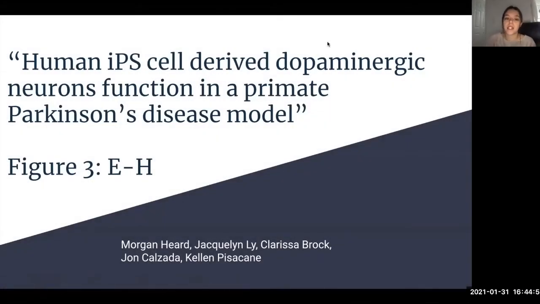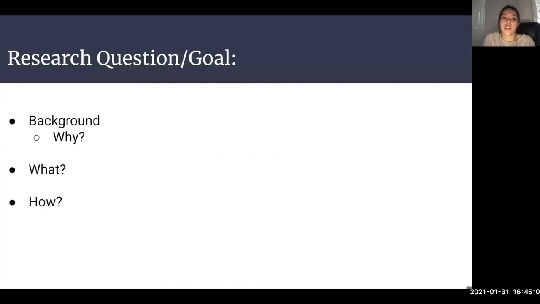I will be presenting along with Jacquelyn, Morgan, John, and Kellen, and we are working on figure 3, E through H, in the primate Parkinson's disease model. So we're going to get into the research question and the goal of these figures and why we're doing this.